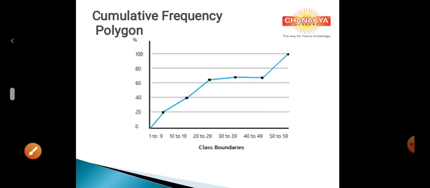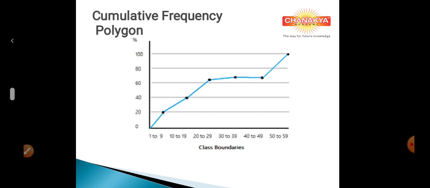Cumulative frequency polygon. Have you heard about the word cumulative? Yes, cumulative means while moving ahead with the next class interval, we add up all the frequencies of the previous class intervals. So the graph is always either moving up, that is in a positive direction, or coming down, that is in a negative direction, depending on the type of cumulative frequency we have used, that is more than or less than.